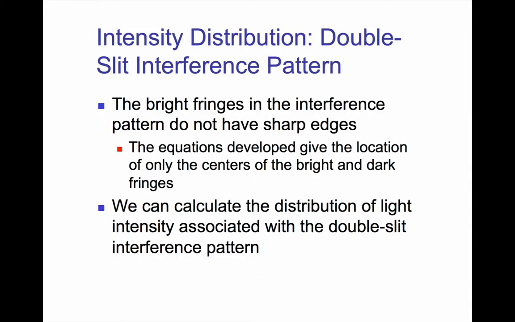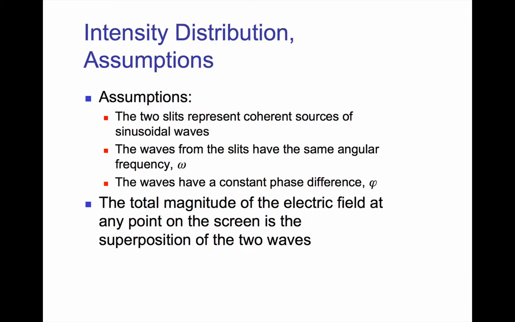Now we know the positions of the maxima and minima, but the light intensity is a smooth function that varies continuously with your position along the screen. We want to find the equation for the intensity of the light at any point in the interference pattern. The thing we start with is that the electric field of each wave can be shown as a sine function, as we've seen before. The two waves have the same amplitude, that we'll call E0, and the same angular frequency, omega.